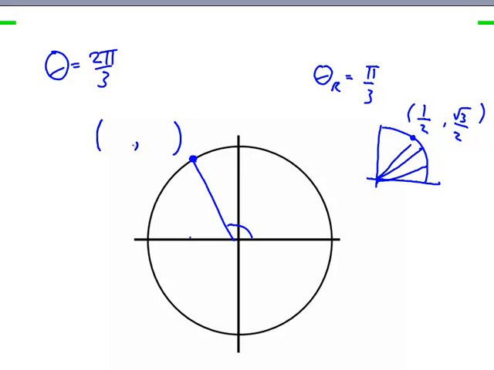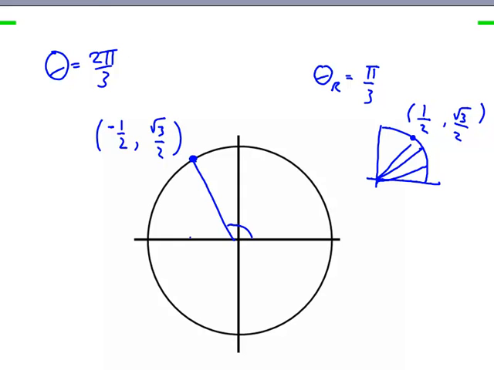And I'm going to use those same values, 1/2 and square root of 3 over 2, but I need to remember that since this is a quadrant 2 angle, my x coordinate is negative, so I'll make that a negative. My y coordinate is positive, so I don't need to change this one.